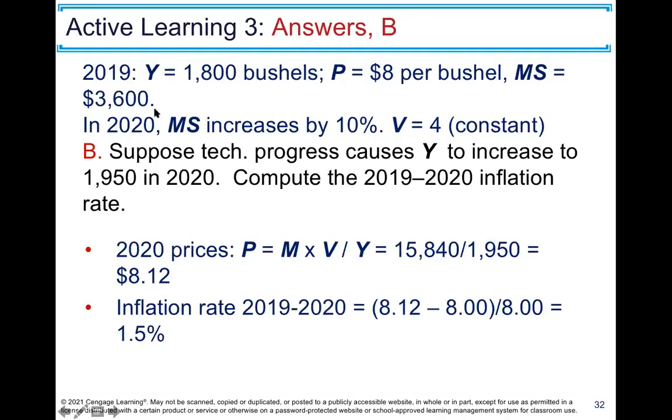The reason being is because now we're letting Y grow. And in fact, it grew quite a lot from 1800 to 1950, and that's absorbing a lot of that increase in the money supply.